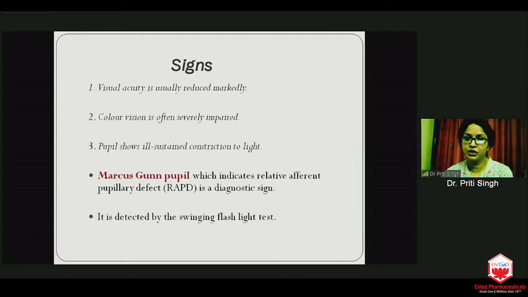Visual acuity is usually markedly reduced in optic neuritis. Color vision is often severely impaired. The pupil shows ill-sustained constriction to light. Marcus Gunn pupil, which can be elicited by the swinging flashlight test, indicates a relative afferent pathway defect and is a diagnostic sign of optic neuritis.